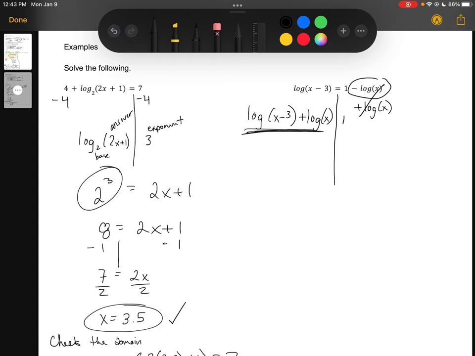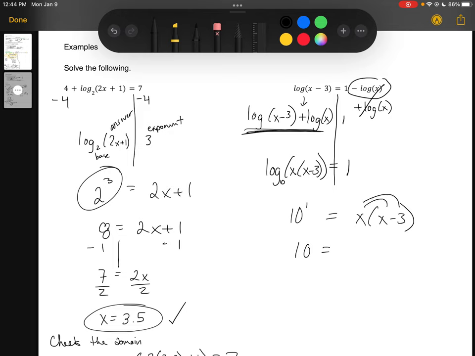Just like the previous types of questions, if you see multiple logs, want to simplify them, want to put them together into one single log. We have a multiplication problem here because of the addition. So we'll have log of x times x minus 3, and that will equal 1. So now that we have our log combined to just a single log, we can go back to our exponential powers. So here, common log, if there's nothing written in there, we can pencil in that 10, and we can do 10 to the first power is equal to x times x minus 3.